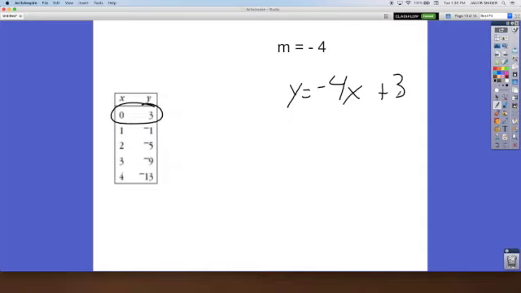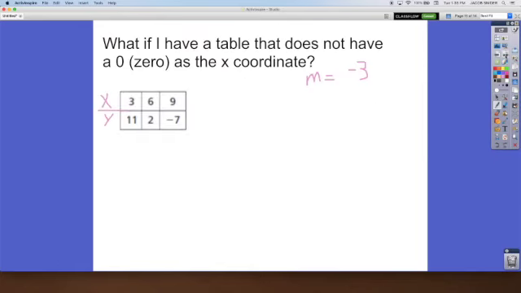There we go. There's my line. One more type of problem for today that's going to take a little bit of extra steps. Okay? You ready? Okay. What about this one?